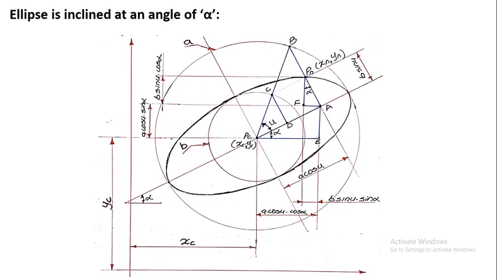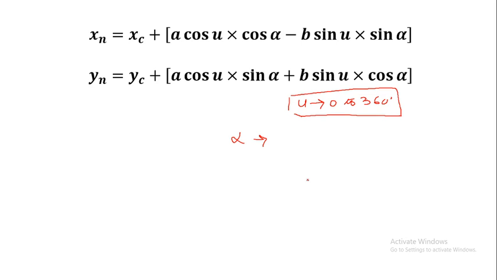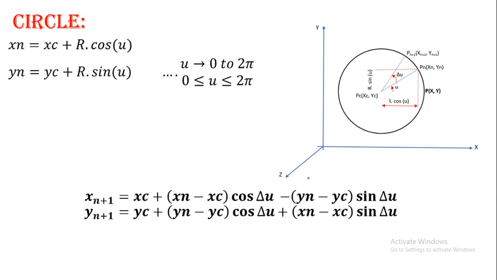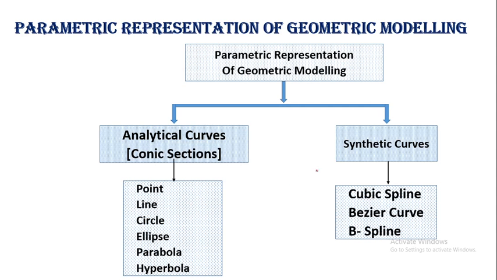So this is the inclined ellipse geometry. We can see it. From the next lecture, we'll start the next type of geometry, that is the synthetic curves. These are the analytical curves. So we have seen two types of curve here, the analytical curve and the synthetic curve. In analytical curves, we have drawn the point, line, circle, and ellipse. Now from the next lecture, we'll see the cubic spline curve, Bezier curve and B-spline curve, that is the synthetic curves.